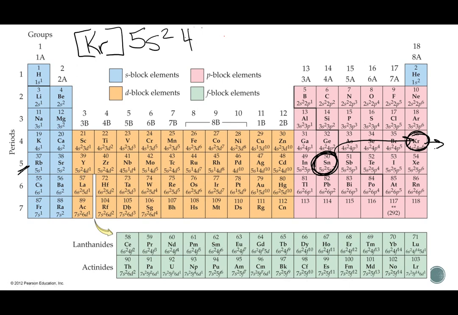Yep, this is 4d. And I fill up 4d, so I put 10 electrons in there. We're back to the P block, so P behaves the way it should. So 5p. And how many electrons did I put in there to get to 10? Yep, I put 2. So 1, 2. So the abbreviated electron configuration for tin is krypton in brackets, and then 5s2, 4d10, 5p2.